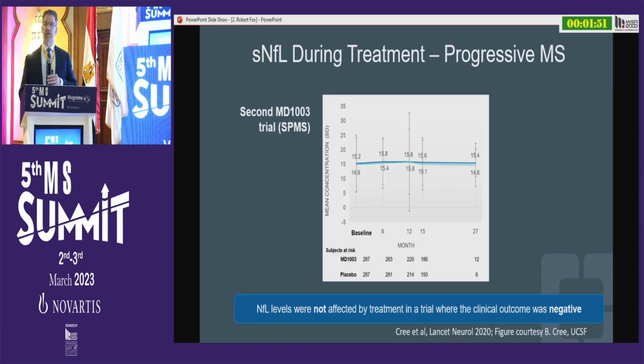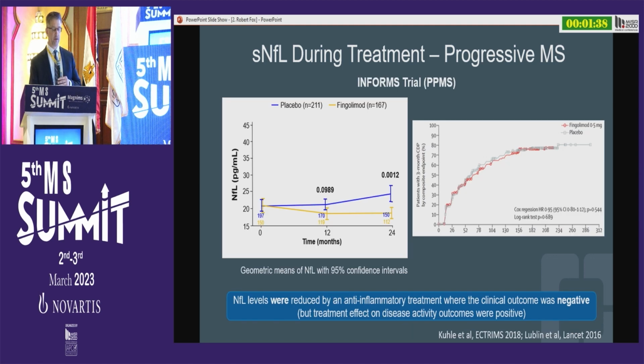It also works in a negative trial. So this is MD1003, the high-dose biotin, showing no effect of treatment on NFL. Indeed, there was no treatment effect either clinically.